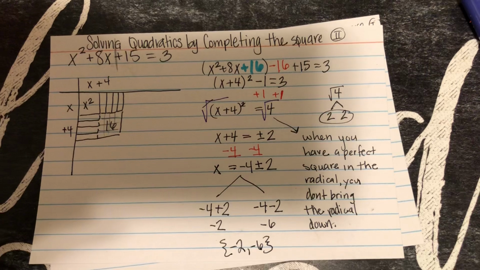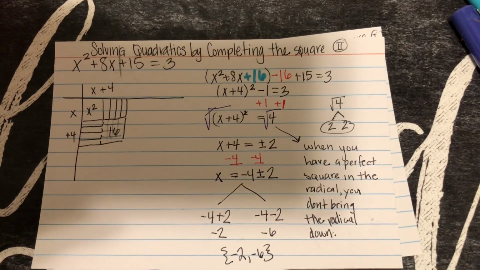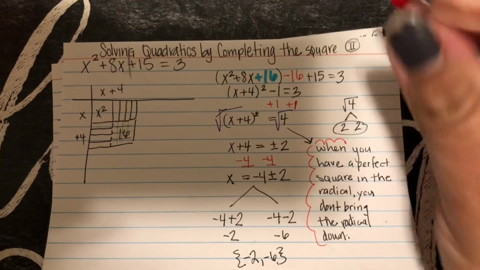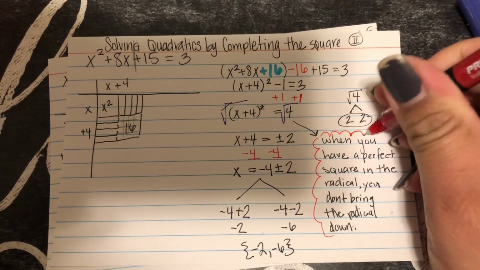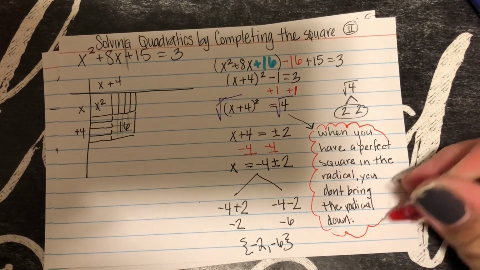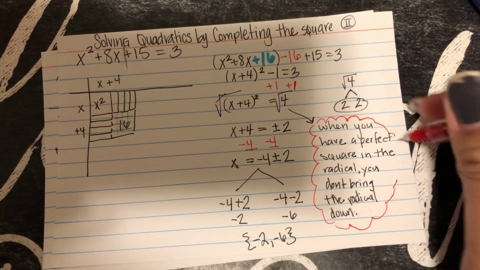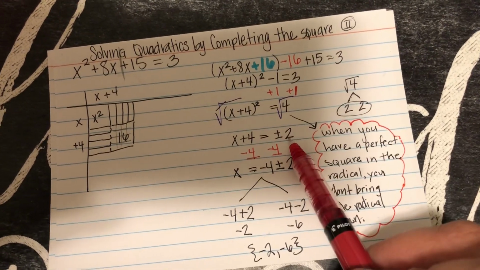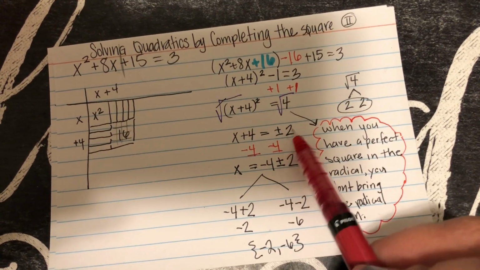Okay, so I hope maybe these two examples helped clear it up, and don't forget that if you have a perfect square, you do not bring the radical down, because that's what sometimes you guys tend to do. Bring the radical down. Perfect square, we brought the number down, no more radical.